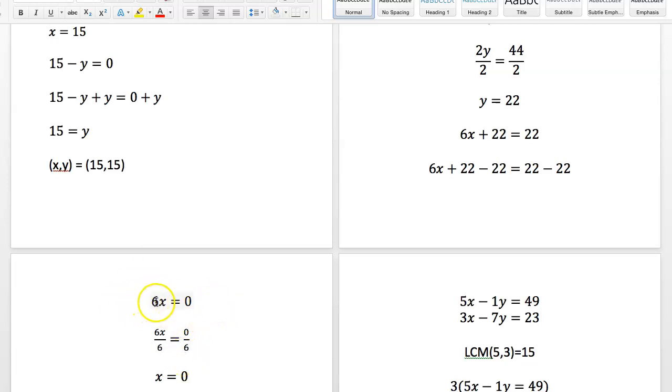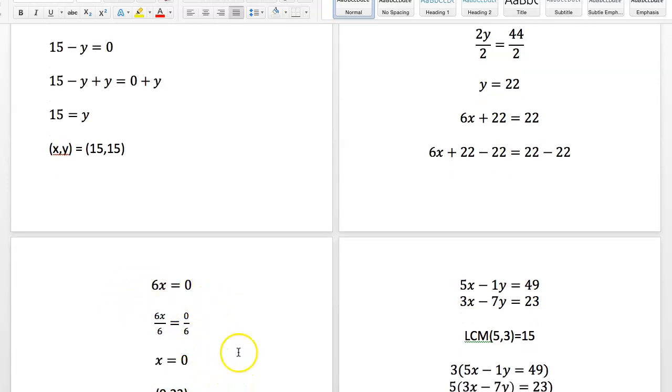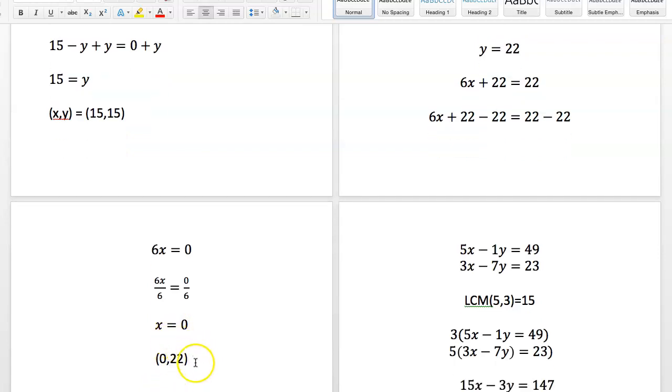But now 6x equals 0, we divide both sides by 6, and we get x equals 0. Now be careful. Anytime you do an ordered pair, you always have to put x first. So we have (0, 22). The x-coordinate, again, always has to come first. Never put the y-coordinate first.